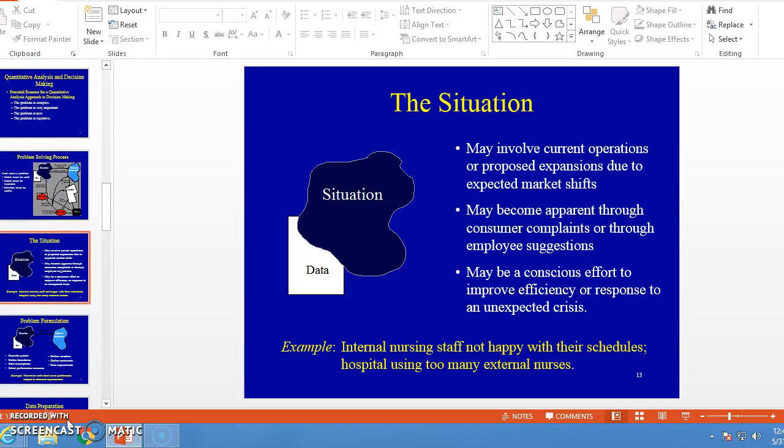The next one is the situation. It may involve current operations or proposed expansions due to expected market shift. It may become apparent through consumer complaints or through employee suggestions. It may be a conscious effort to improve efficiency or a response to an unexpected crisis. For example, internal nursing staff not happy with their schedules, hospital using too many external nurses.